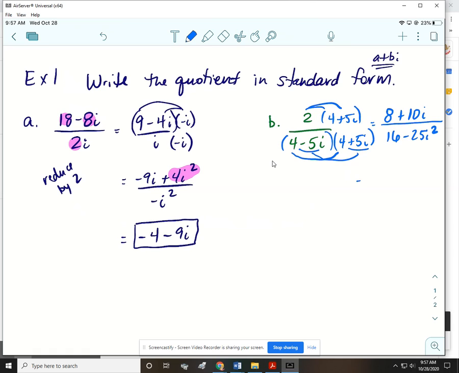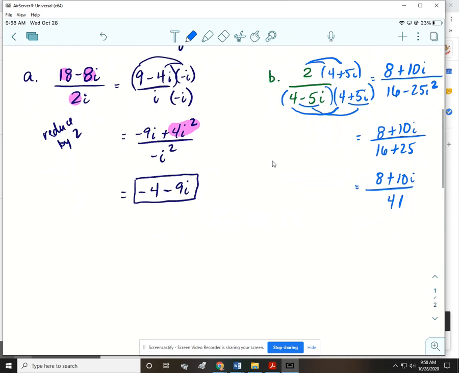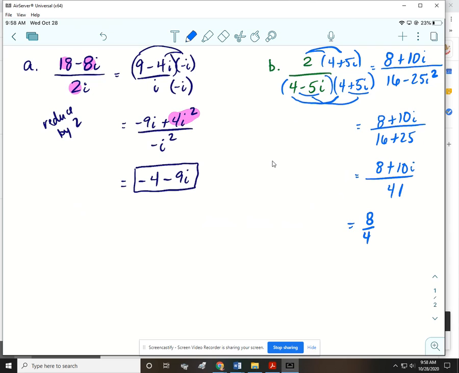All right. So in our numerator, there's really nothing we can do right now, so we're going to leave that as 8 plus 10i. Our denominator, we have some things we can do. So minus 25i squared is really plus 25. And then 16 plus 25 is 41. That technically is not standard form. In standard form, you have an a and then plus a bi. So the a in this case is going to be 8 over 41. And the bi is going to be 10 over 41 i. So that is technically what standard form is. You put both parts over the denominator.